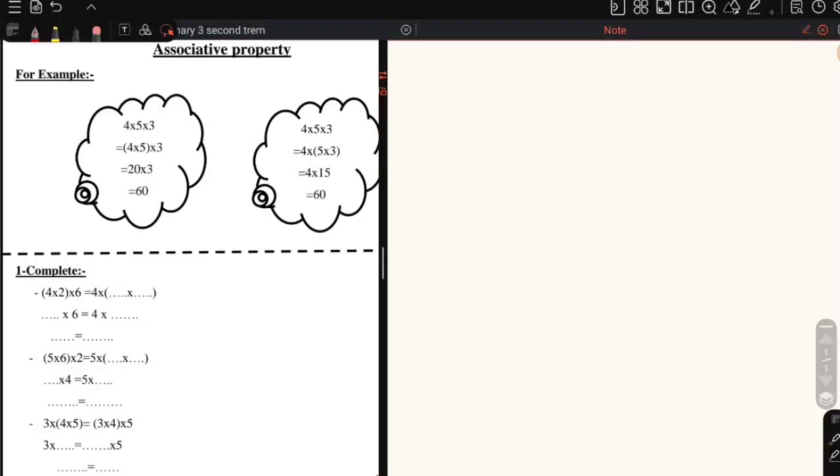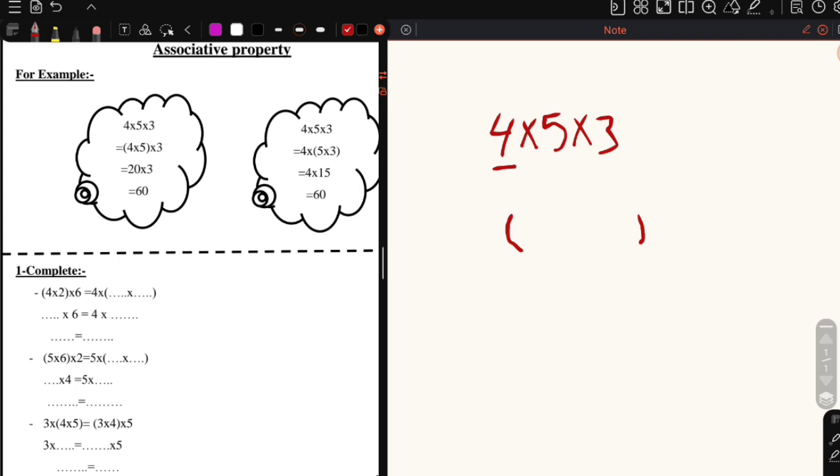Associative property. The property of multiplication talks about if you have three numbers like 4 times 5 times 3. So you have three numbers now. If you have three numbers, the associative property tells me that you can choose any two numbers and put them inside the parentheses. Like for example, I will choose 4 and 3, like 4 times 3. And there is one number left, 5.